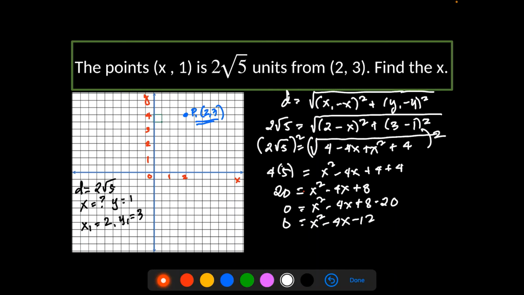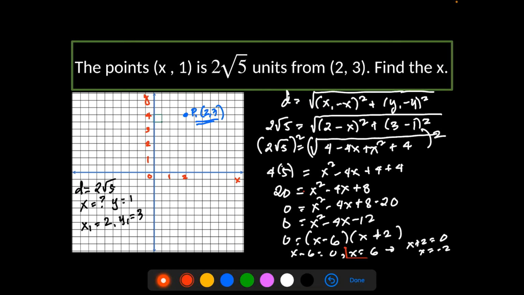Okay, so by factoring, we will have 0 equals, what are the factors of 12? 6 and 2, so this will be minus 6, and this will be plus 2. Okay, so this will give us x minus 6 equals 0, and x equals 6. And we have x plus 2 equals 0, x equals negative 2. So we got two answers.